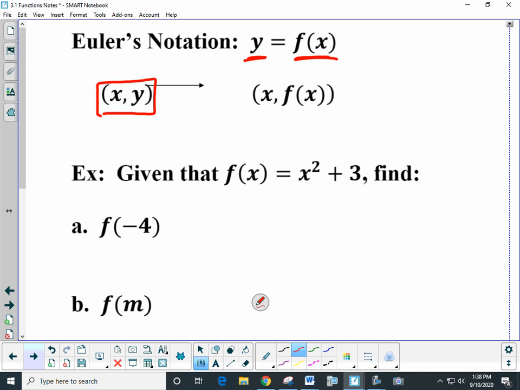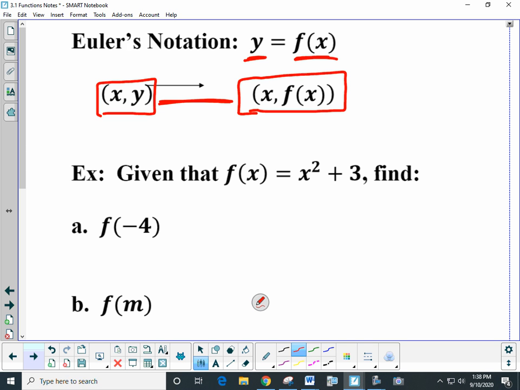He can call one f of x, he can call one g of x, he can call one h of x, and so forth. If they all started with y equals, then how do you know which function you're talking about? So he called them functions, and he used f of x as the most prevalent example. So (x, y) is the same thing as (x, f of x). These are equivalent.